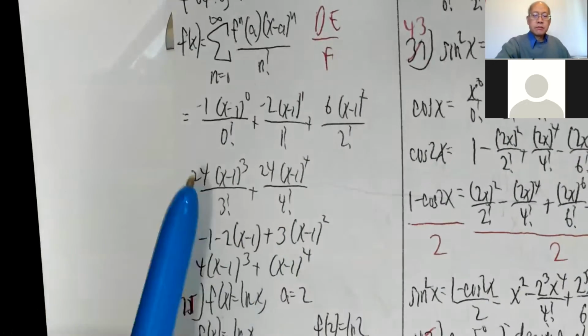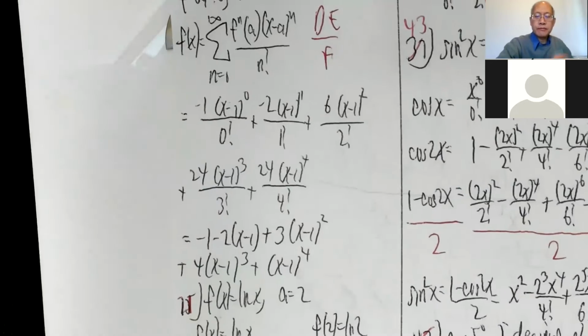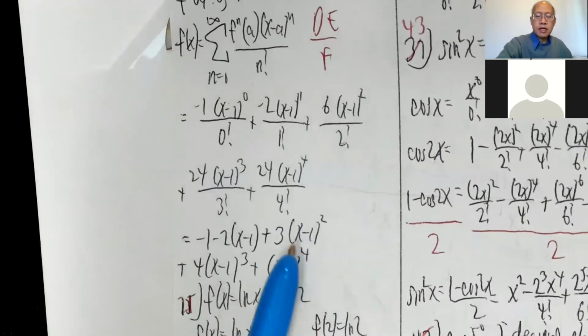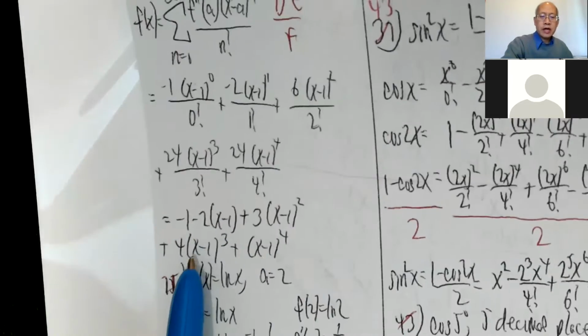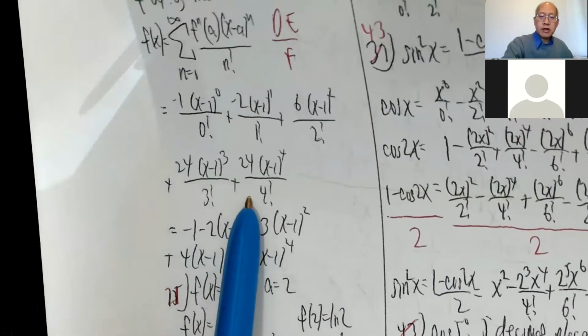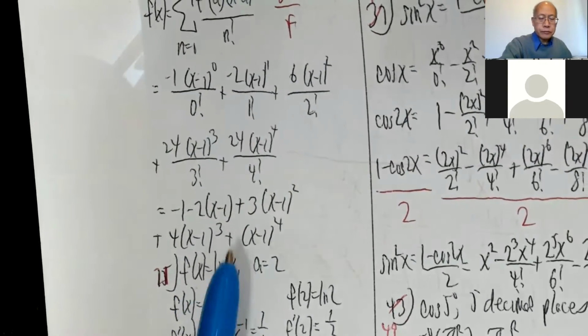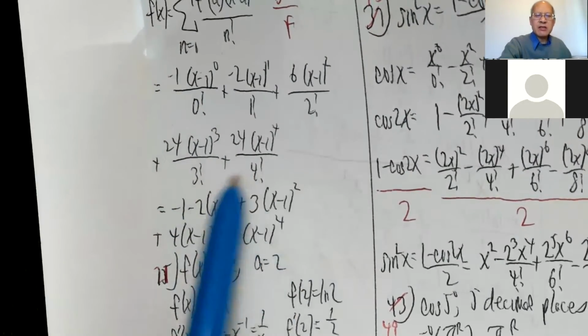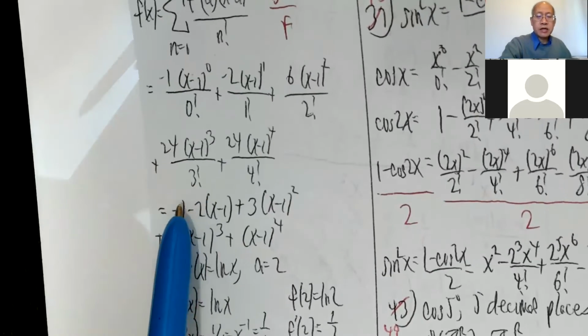And I just clean it up. That's negative 1. That's negative 2 times x minus 1. 6 divided by 2 is 3, x minus 1 squared. 24 divided by 6 is 4, x minus 1 cubed. 4 factorial is 24, 24 divided by 24, so x minus 1 to the 4th. All right, so here is the Taylor series of the original polynomial centered at x equals 1.